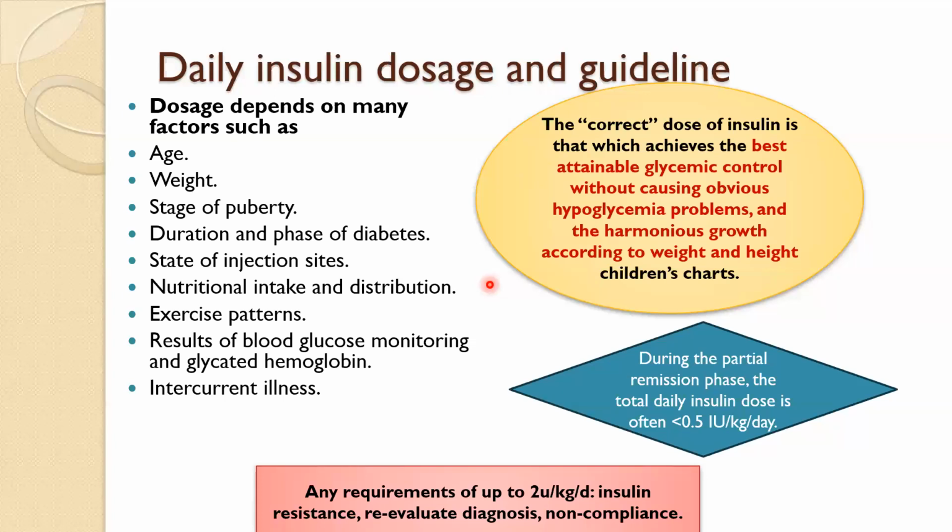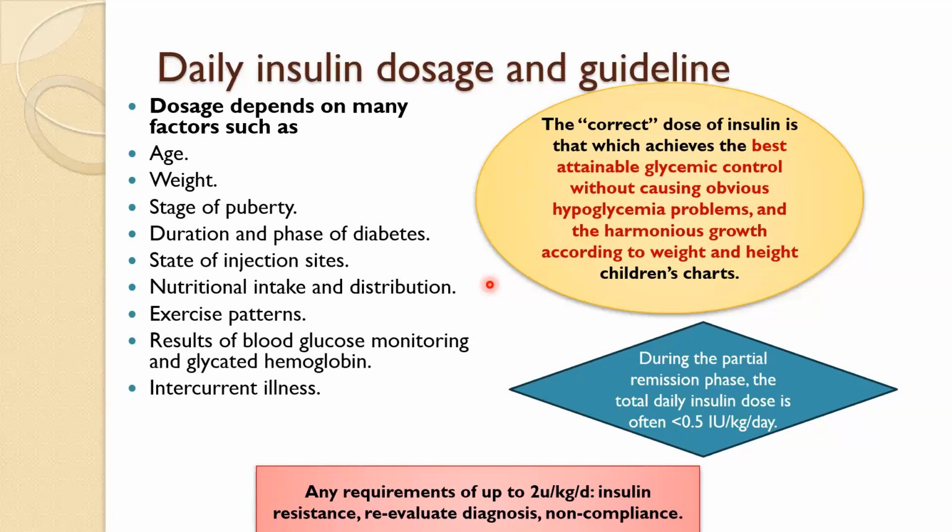So what is the correct dose of insulin defined as? The correct dose of insulin is that which achieves the best attainable glycemic control without causing obvious hypoglycemic problems and harmonious growth according to weight and height of children's chart. So we need to have good glycemia. We need to avoid hypoglycemia, and the child should be able to grow and develop.